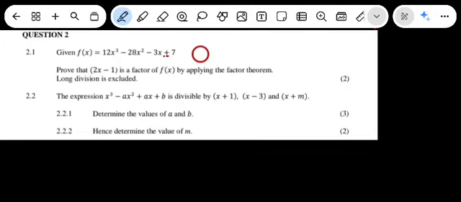We're still under mathematics, which is NCV level 4. We have given this question here. It's question 2. This is mathematics. It was written in November.